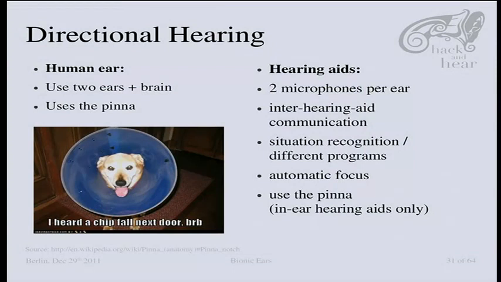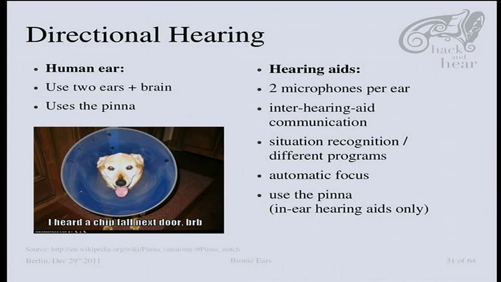First of all, directional hearing is impaired when you have a hearing impairment. The human uses two ears and the brain to locate sound, and we use the pinna, the outer part of the ear, Ohrmuschel in German. If you have behind-the-ear hearing aids, most of the microphones and everything else is behind the ear, so you cannot use the pinna. You have to simulate that in a different way.